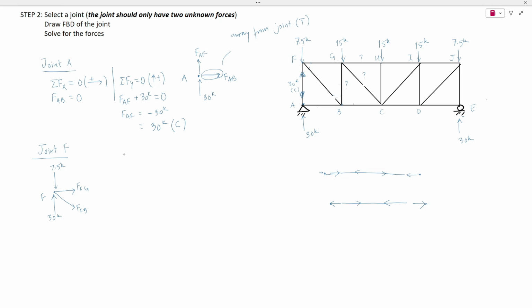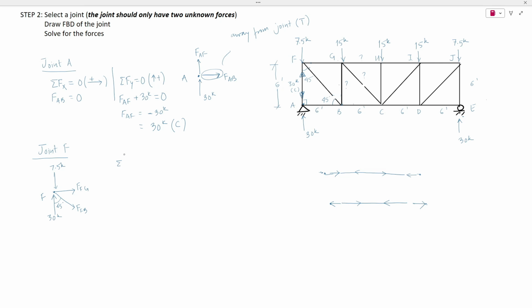Now we need to find the angle as well. We know that each span is 6 feet, 6 feet, 6 feet, and then we have the height of 6 feet. So since these 2 sides are equal, the angles are going to be equal at the base. So 45, 45, this is 90. So this angle is actually 45 degrees, right? Now solving for the forces, 2 unknown forces.